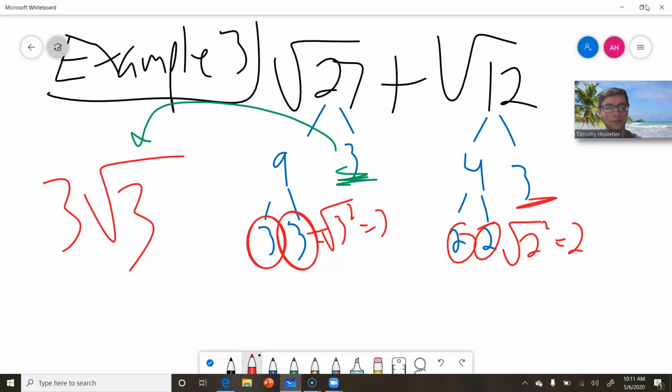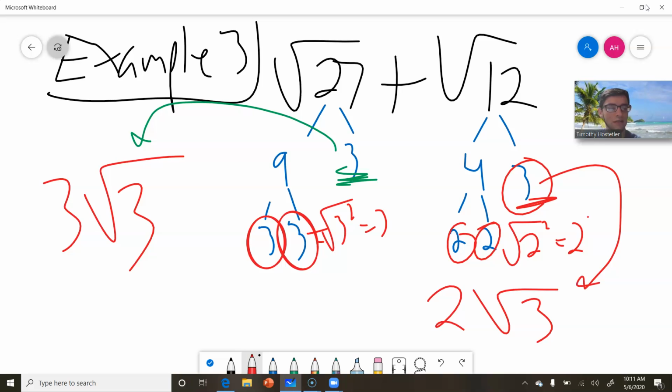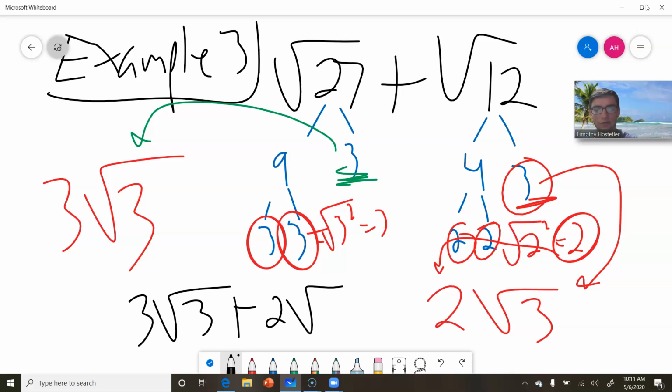And what do I have left? The 3. So I'm going to have 2 times the square root of 3, right? This 3 is going to come down there. This 2 is going to go out there. So now when I rewrite this in black, I have 3 times the square root of 3 plus 2 times the square root of 3.